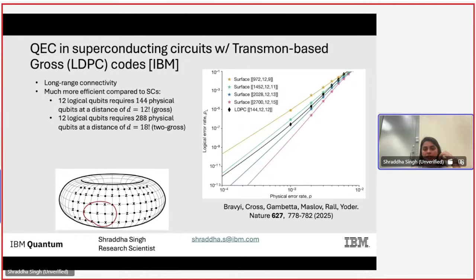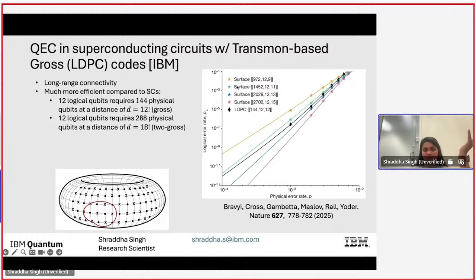So if you take 12 logical qubits encoded in the surface code patch with distance 9, you would need 972 qubits. Similarly, if you need 12 surface code logical qubits with distance 11, you would need 1452 qubits. On the contrary, with this LDPC code with such a long-range connectivity requirement, you can encode 12 logical qubits with distance 12 with just 144 qubits.